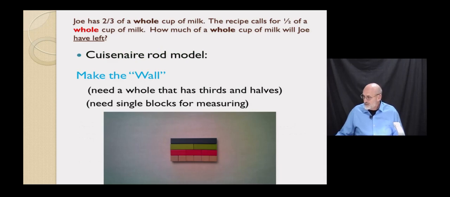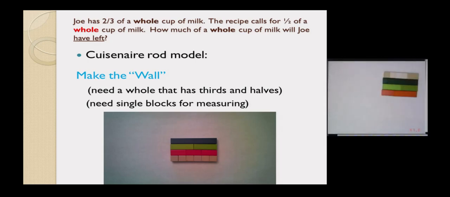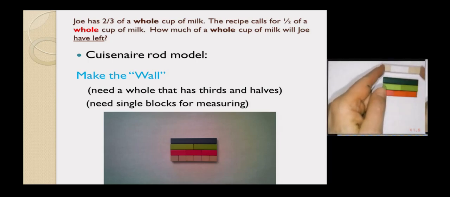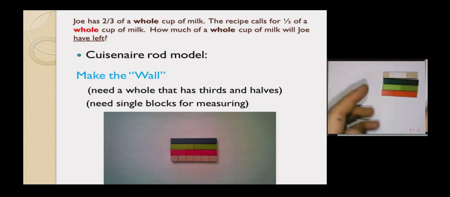So making the wall, there's an example on the PowerPoint also, and the wall that we have here on the document camera is pretty much the same, although again, it doesn't really matter where you put these. Some people put the single blocks at the bottom. I usually put them at the top, but it doesn't really matter, as long as you can see what the whole is, and you can see what the halves are and what the thirds are. And again, this is a third because it takes 3 of them to make the whole. So we've got a wall, so we know what the fractions look like.